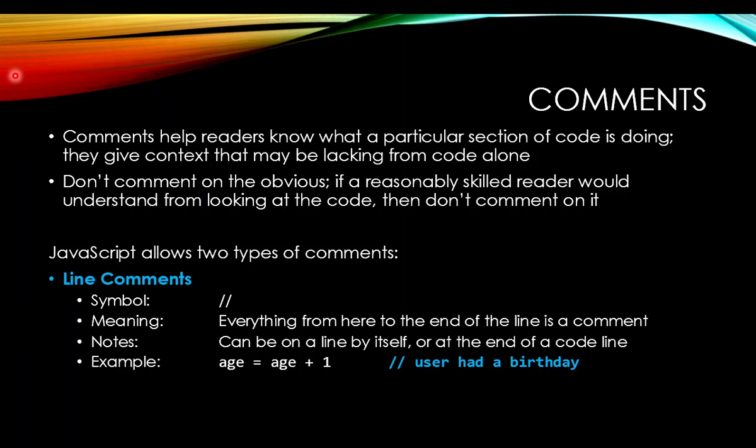Now here's an example. If you see this on a line, age equals age plus 1. Well, maybe the user understands that clearly enough. If so, don't comment, but if you think it's useful, you can put // user had a birthday, so I'm increasing their age by 1. Oh, okay, that kind of explains why you were adding 1 to the age. So that's a single line comment.